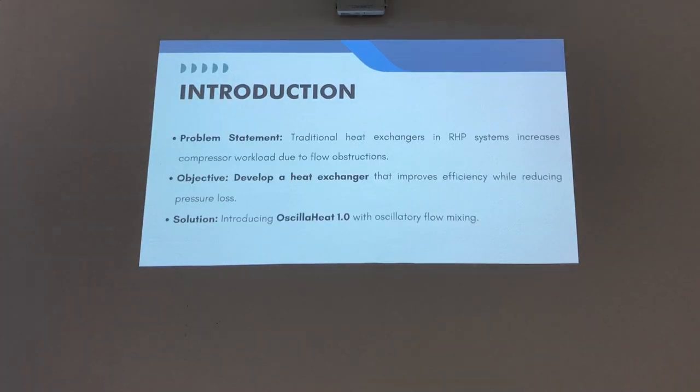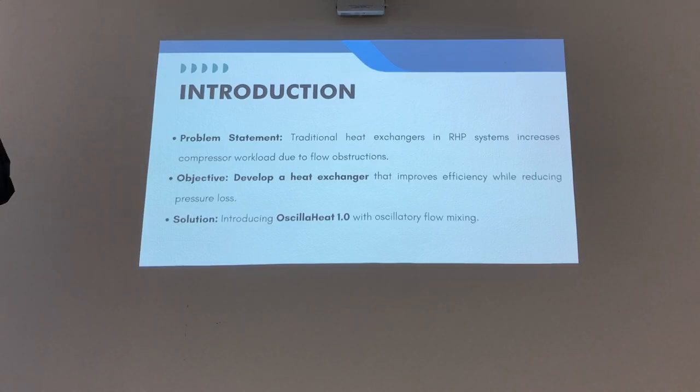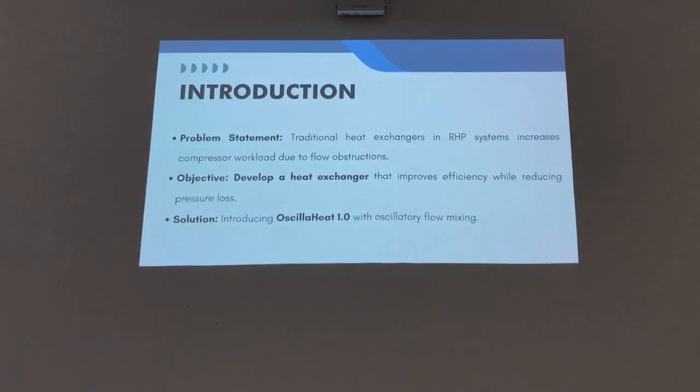So the problem statement is that currently the traditional heat exchangers in the market are increasing the compressor workload due to flow obstruction. So my objective is to develop a heat exchanger that actually improves efficiency while reducing the pressure loss itself. So my solution will be Oscillator Heat 1.0.